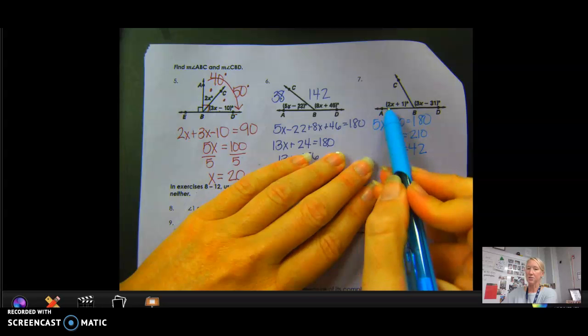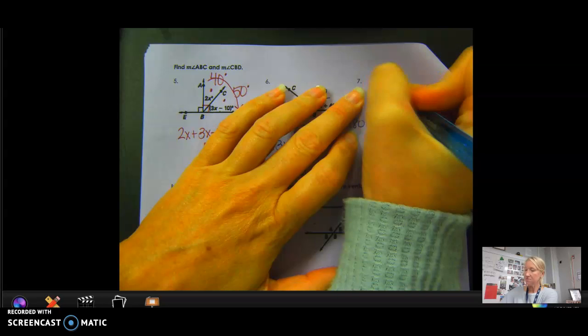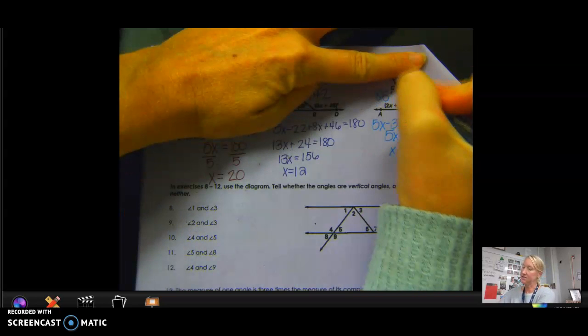Plug it back in right here. So 2 times 42 is 84. 84 plus 1 is 85 degrees. These two make 180, so 180 minus 85 is 95 degrees for this guy.